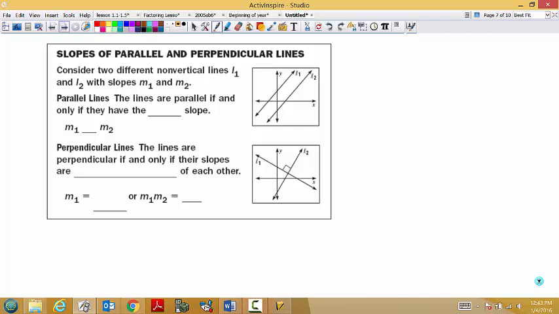And then slopes of parallel and perpendicular lines. Lines are parallel if and only if they have the same slope. You should have done this in geometry. Their slopes are equal. Lines are perpendicular if and only if their slopes are opposite reciprocals of one another. So M1 is -1 over M2. Or if you multiply them together, you get -1. I think that's what that's wanting there.